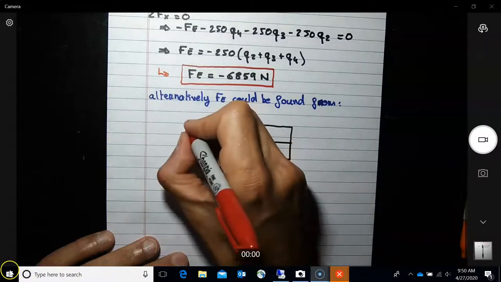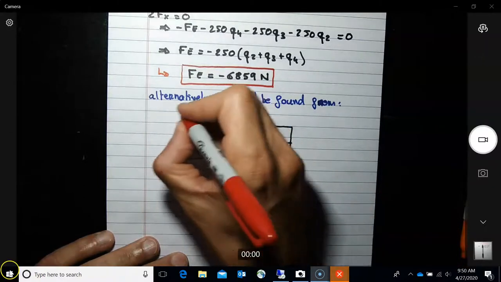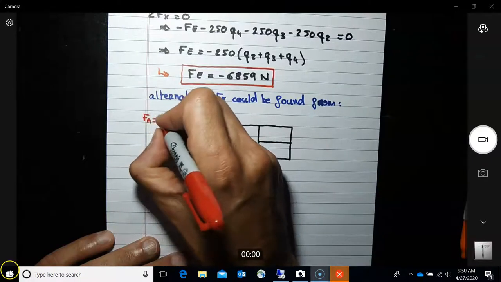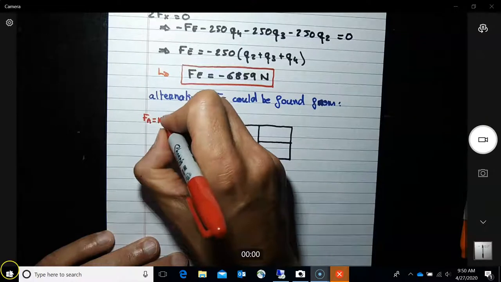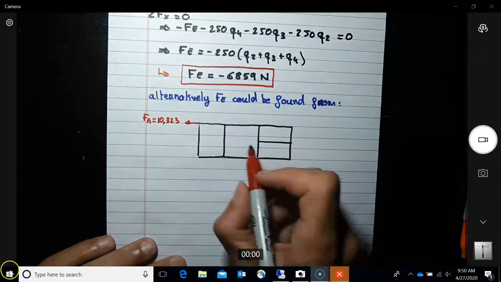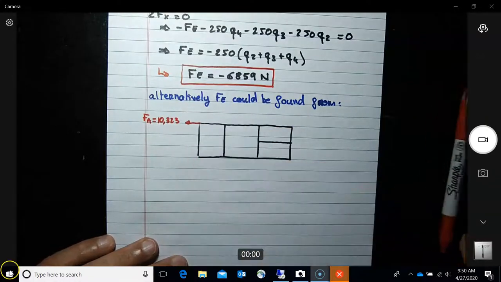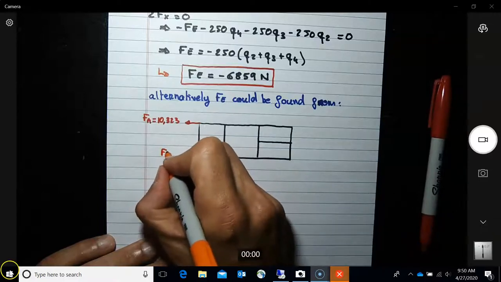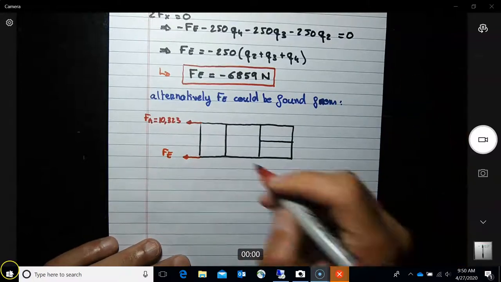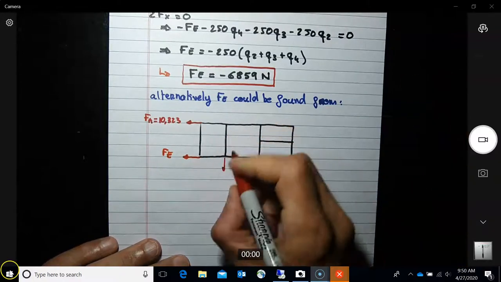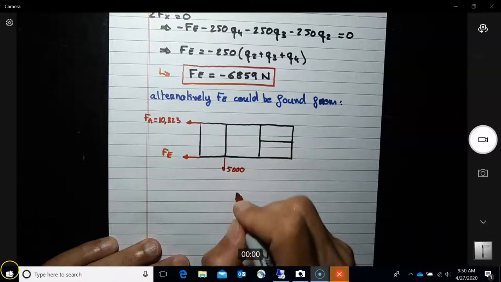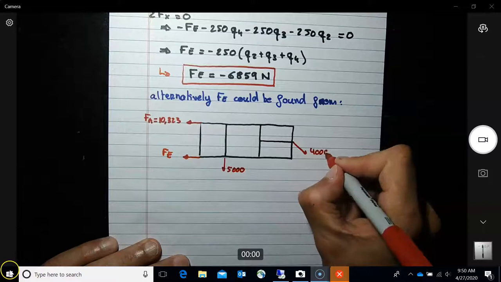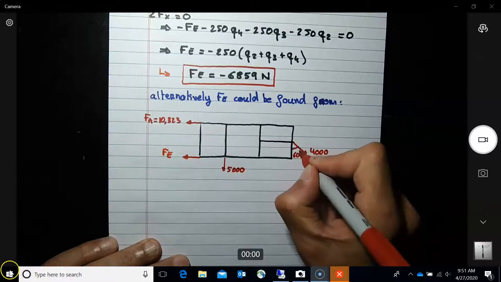Is FA, so let's assume we know that one, which is 10.323. Then let's say this one will be our unknown, F sub E. We know here we have 5,000, and here we'll have 4,000 being applied at an angle of 60.